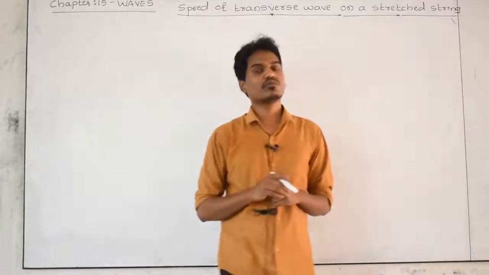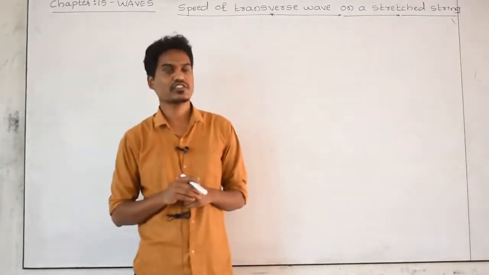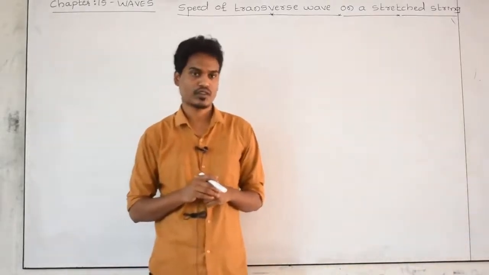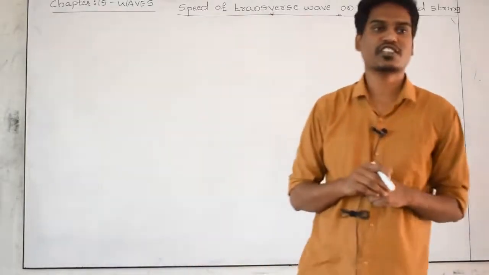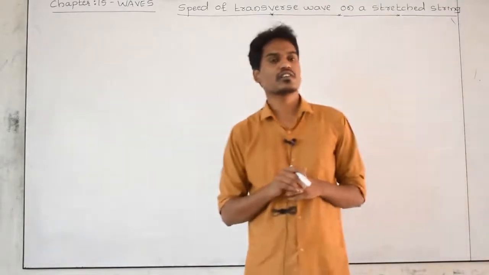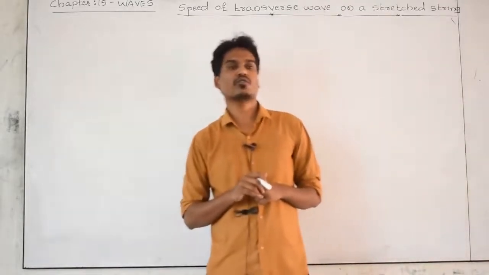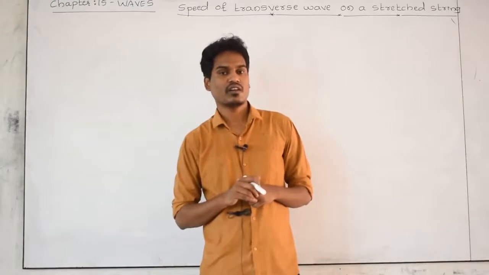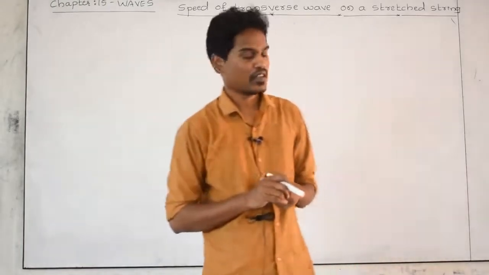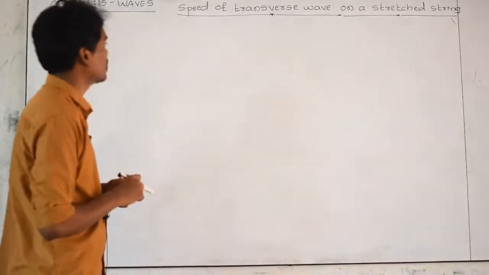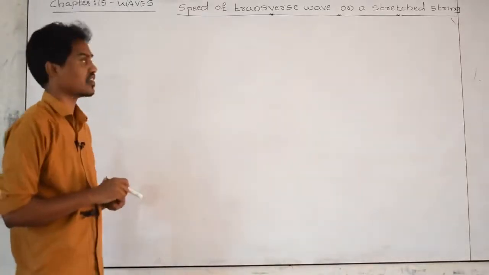In the previous class, we discussed the derivation of the formula for the speed of a progressive wave. How do we find the speed of a progressive wave? We discussed that the speed of a progressive wave is v equal to omega by k, or v equal to frequency into lambda. Today we will discuss the speed of a transverse wave on a stretched string.